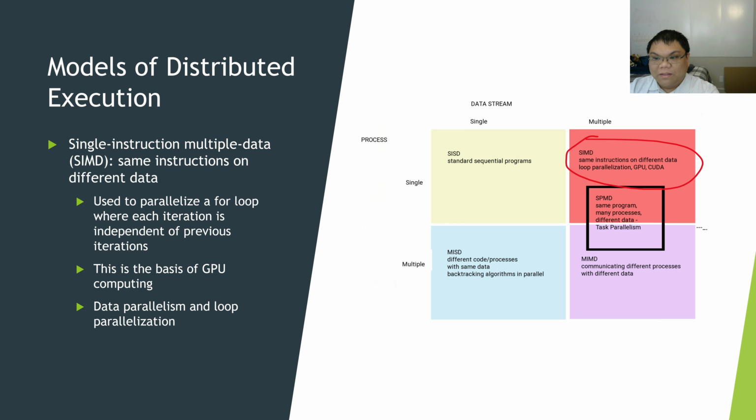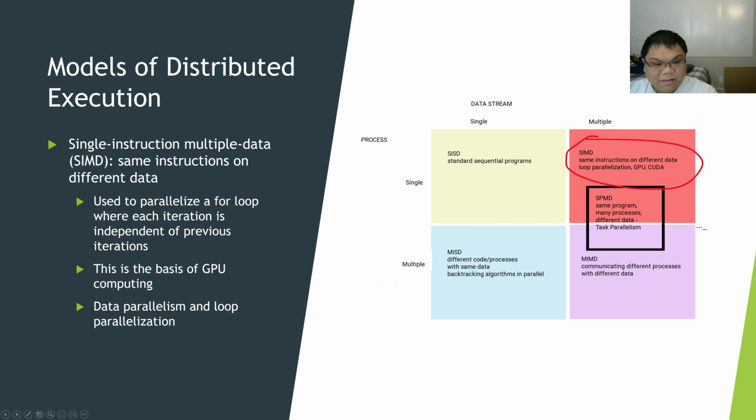Speaking of neural networks, a lot of neural networks are basically lots and lots of linear algebra, specifically matrix multiplication and matrix vector multiplication. And all of that is just a whole bunch of repeated additions and multiplications.